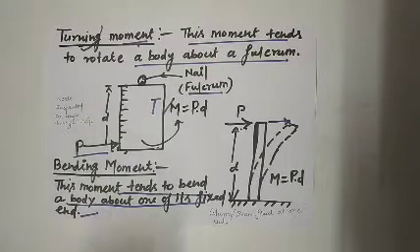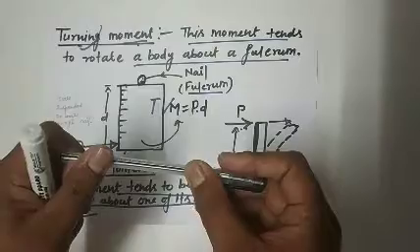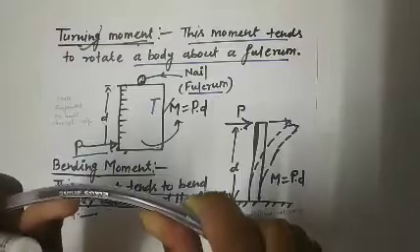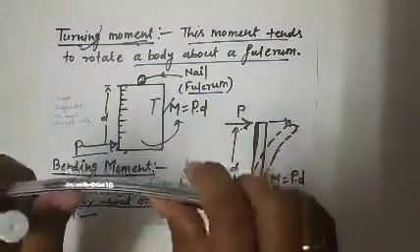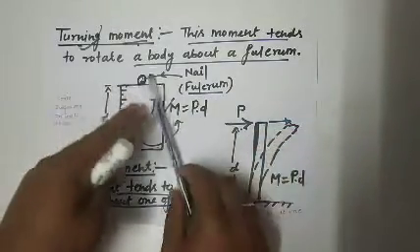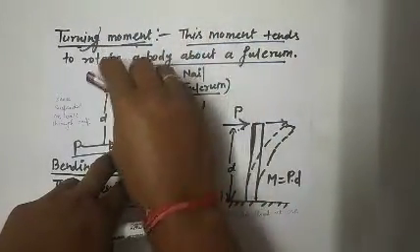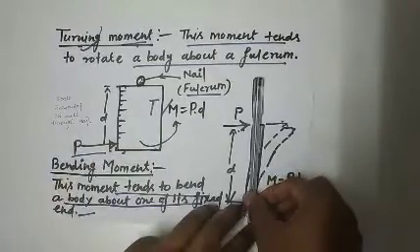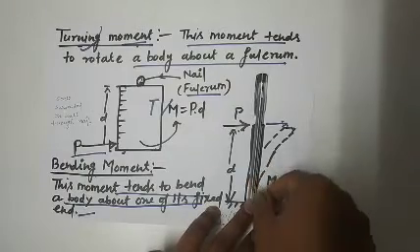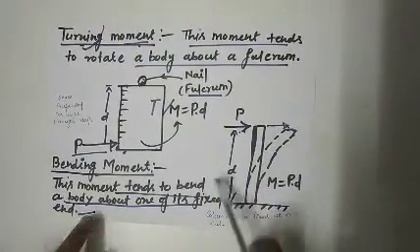I'm taking a pin as an example. Suppose this is our simply supported beam. If we apply a load, then what will happen? There is bending. There is a change in the shape of the body. But in case of turning, there is no change; the whole body is turning, the whole body is moving about a point. Here the shape of the body is changed. The body bends about its fixed end. So this is bending moment.